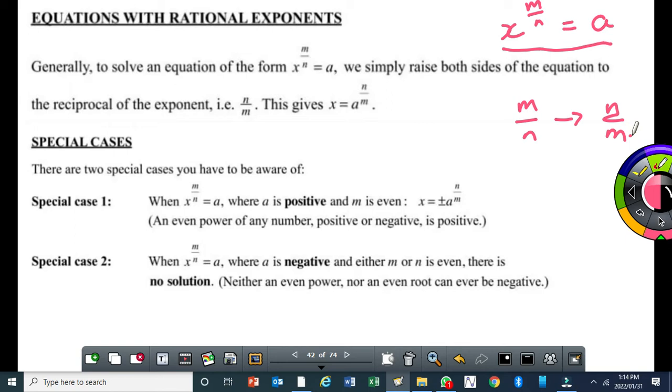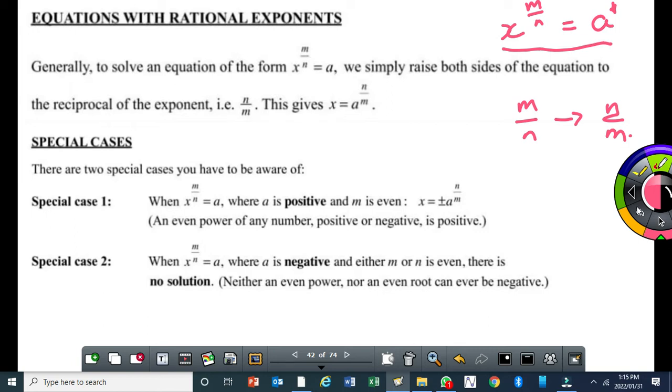So whatever you do on the left, you also do on the right hand side. Be aware that the exponent of a here will be equal to what? 1. So you multiply the 1 by the reciprocal of the exponent of x. Then you solve for x.